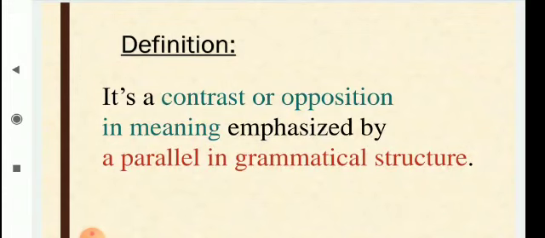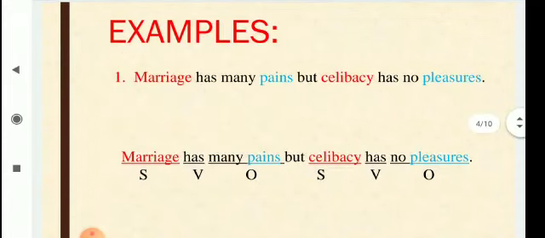Is that clear? The first part of the definition tells us that two contrary ideas or opposite meanings are expressed through antithesis. And the second part is that this contrariness or opposite ideas are emphasized by a parallel in grammatical structure. That is really important. For the expression of these two opposite ideas or meanings, we use parallel grammatical structure. Let's see how. And for it, we take up a few examples.